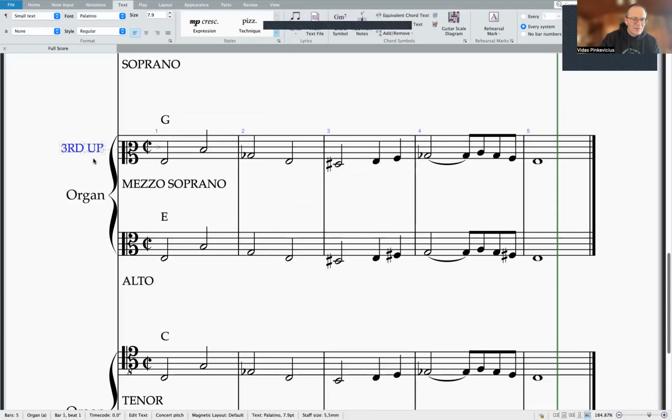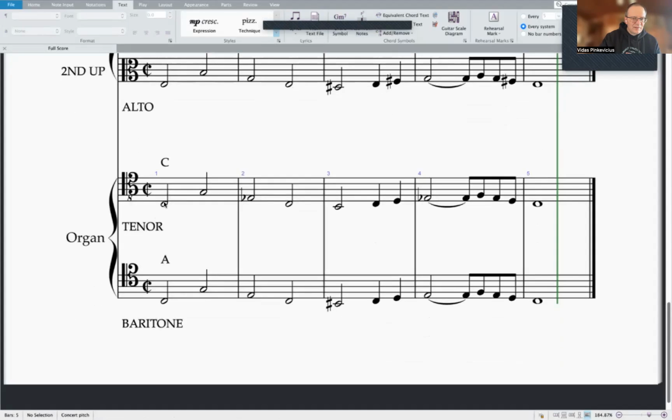Okay, G, mezzo soprano. So from D to G is a perfect fourth upwards. Alto, E. From D to E is a second up. And from D to C, tenor clef, is of course a second down. And baritone clef for A, right? From D to A is a fourth down.